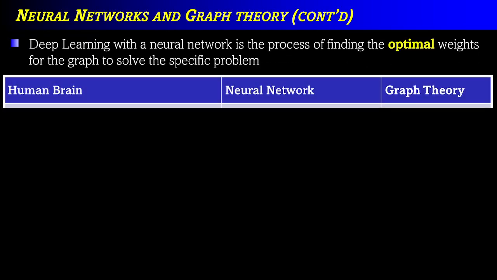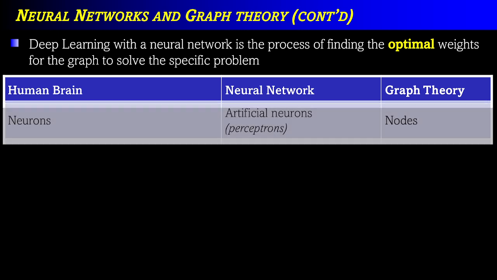All right, so let's just step back for a second. We've been throwing a lot of terms out here, but let's get a summary. Deep learning with a neural network is the process of finding the optimal weight values for the graph to solve a specific problem. But let's do some comparisons. In the human brain, we have neurons, biological neurons. In an artificial neural network, we have artificial neurons, which you could call nodes, or you could call perceptrons.